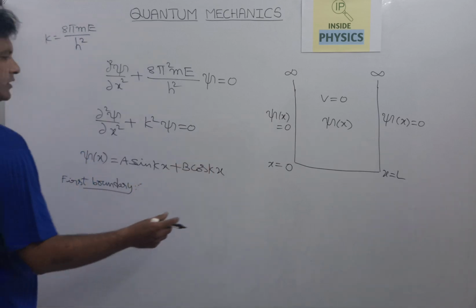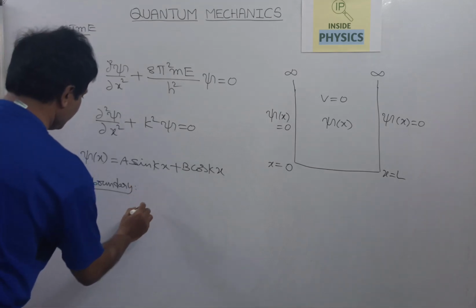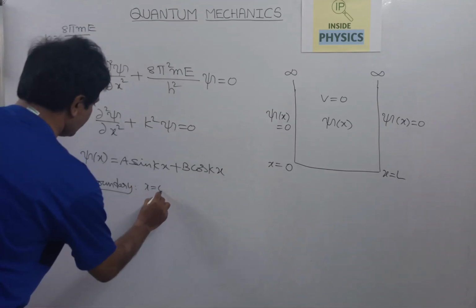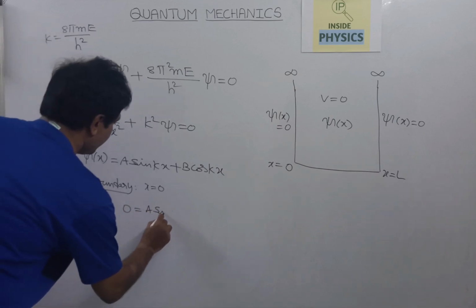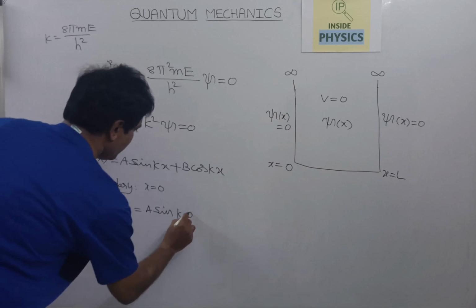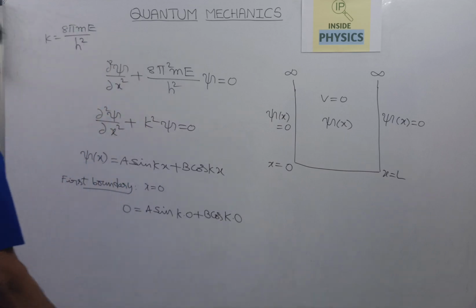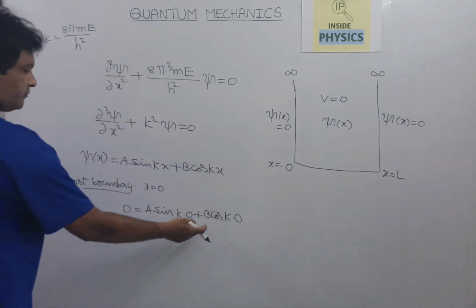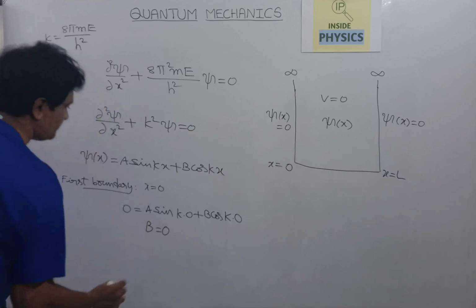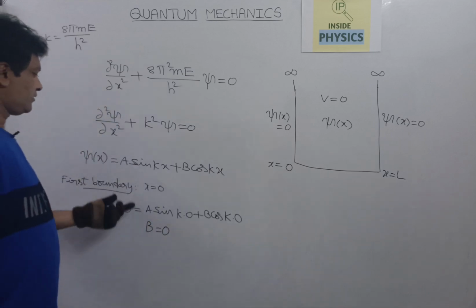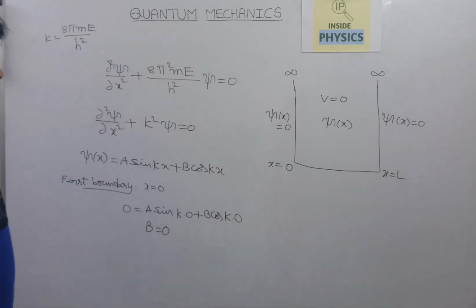X is equal to 0 and psi of x is equal to also 0. Then if you apply the conditions at the first boundary at x is equal to 0, that means 0 is equal to a sin k into 0 plus b cos k into 0. That means a sin of 0 is 0, b cos of 0 is equal to 1. That becomes b is equal to 0. At the first boundary condition, the solution we apply and the b, the second complex number, has come as 0.